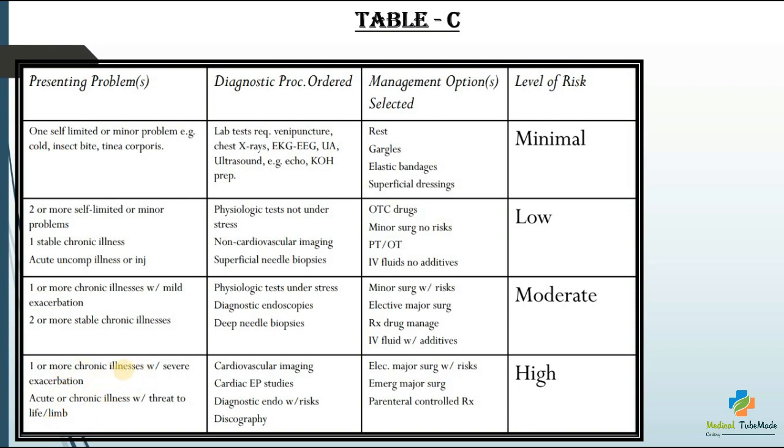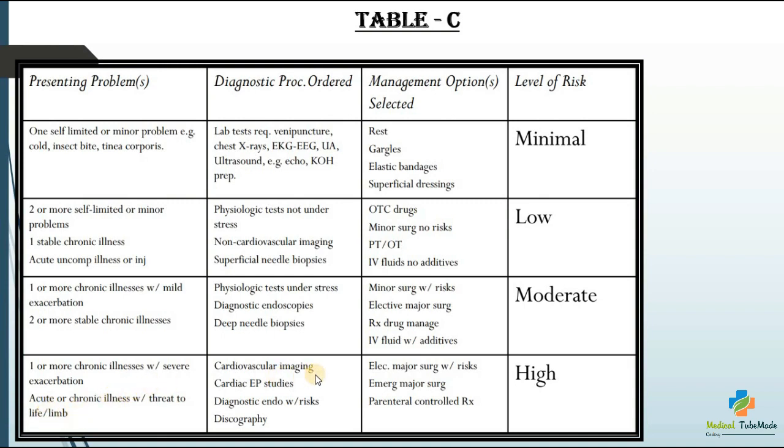So these types of conditions are the life-threatening conditions. All of them come under high risk. Here you can see one or more chronic illnesses with severe exacerbation, so the severity should be more. And then acute or chronic illness with threat to life, so it should be a life-threatening condition.